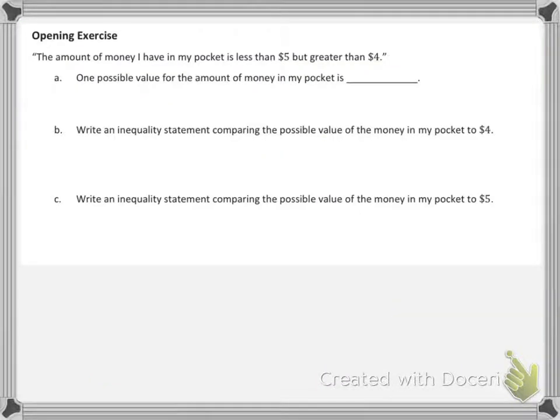All right, in our opening exercise, we have a statement. The amount of money I have in my pocket is less than $5 but greater than $4. And we need one possible value for the amount of money in my pocket. Well, it's less than 5 but greater than 4, so anything between 4 and 5. So I'm just going to choose $4.50. That's right in the middle.